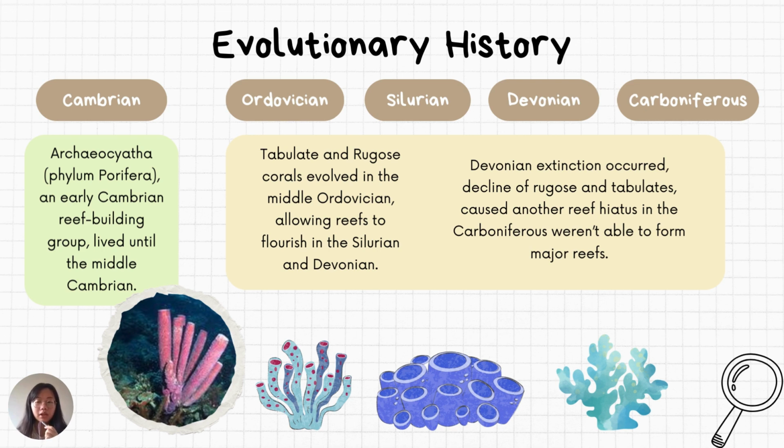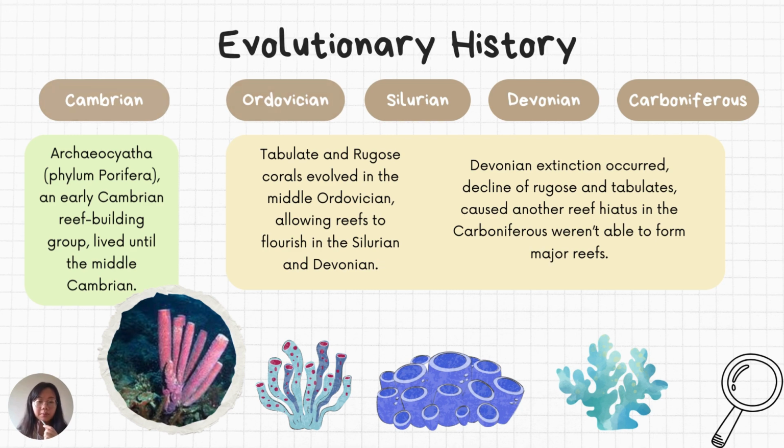Next, the tabulate and rugose corals start to evolve in the middle Ordovician, which then allowed reef to flourish in the Silurian and Devonian. Furthermore, the Devonian extinction occurred, which caused the decline of rugose and tabulates, causing another reef hiatus in the Carboniferous, where they weren't able to form major reef.